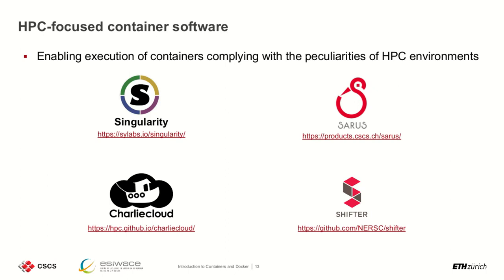You can see there are a few of them, and they have slightly different features. Singularity, for example, aims to provide a complete suite of tools around a specific image format, which is based on a single file which they have created. Charliecloud is focused on unprivileged execution and rootless technologies. And Sarus, for example, aims to simplify achieving portability of performance through a modular architecture based on plugins.